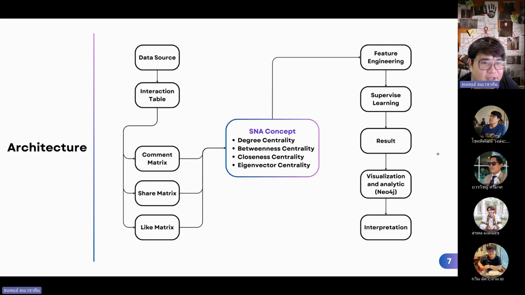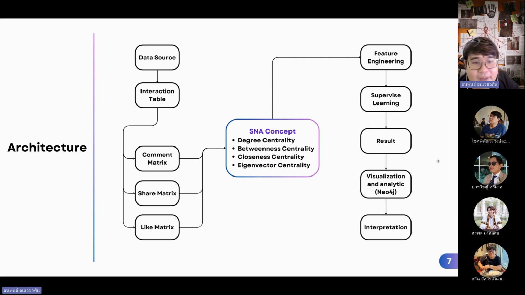This is the architecture of this project. We start with a data source. Here, we use synthetic data to simulate a realistic scenario for analysis. This data is then structured into a post and interaction table, which organizes user actions such as comment, share, and like. From here, we extract three key metrics: the comment matrix for analyzing user comments, the share matrix for tracking content sharing, and the like matrix to capture user engagement through likes.